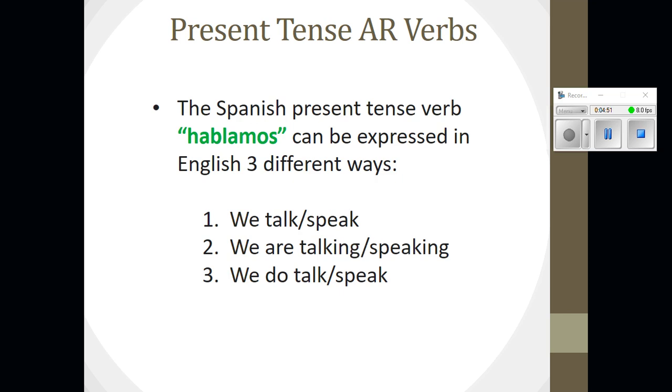Okay, so the Spanish present tense verb hablamos can be expressed in 3 different ways. So you can translate it roughly 3 different ways, okay? So underneath Part B on your note guide, you are going to want to write down these different ways that it can be translated, okay?